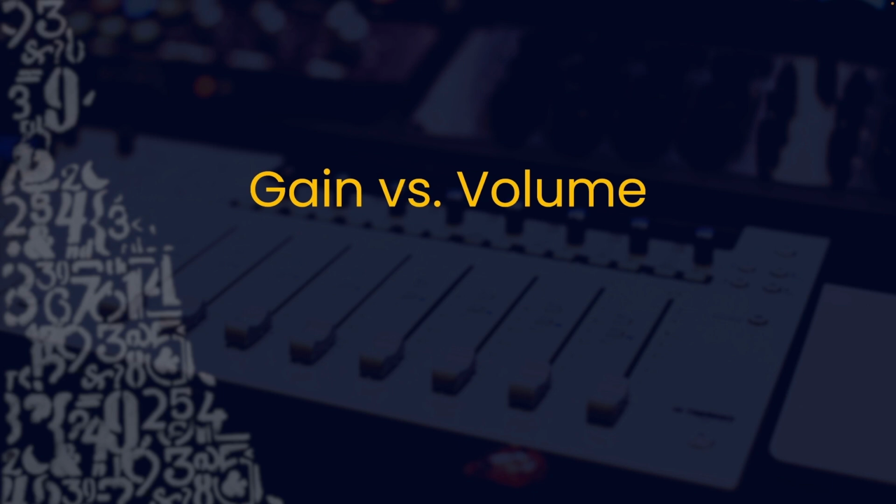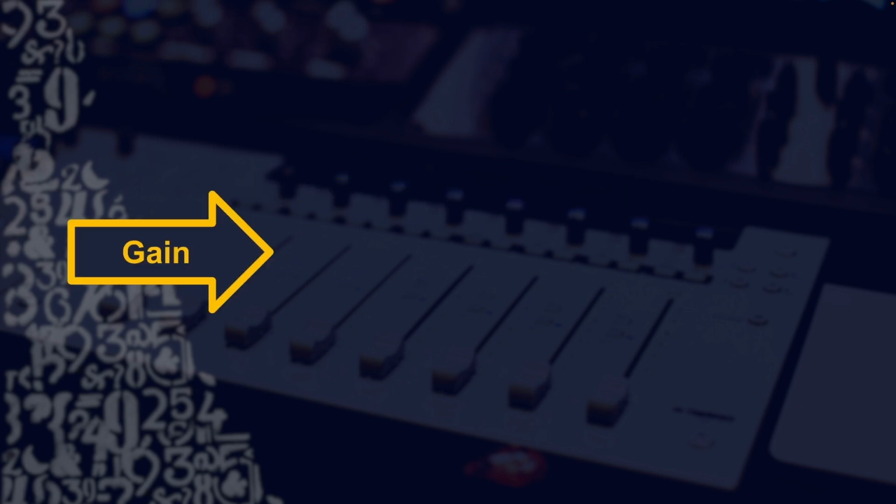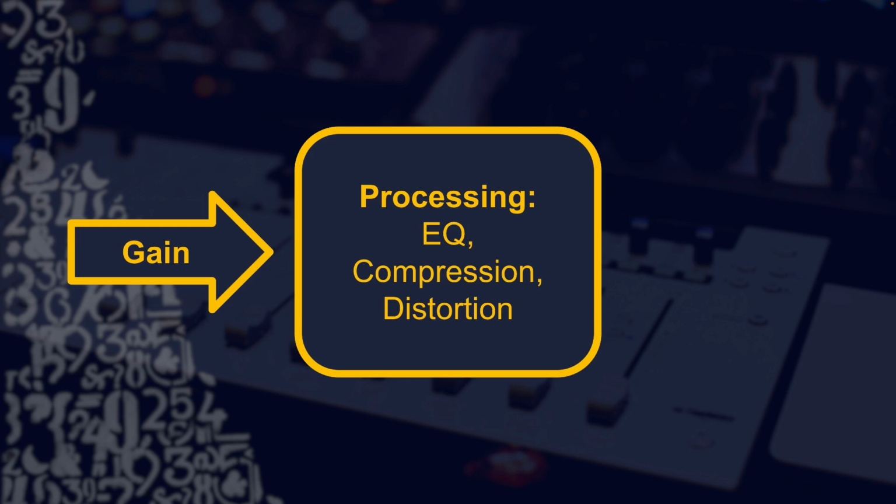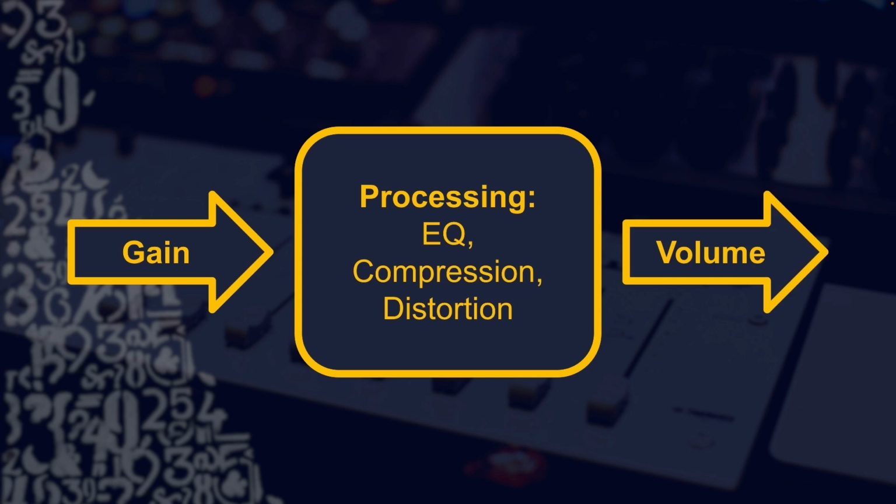Let me break this down for you very simply. Gain is simply a signal going into a process, regardless of what that process is, whether it's EQ, compression, distortion, a signal chain, anything. Gain is the signal going in, volume is the signal coming out.